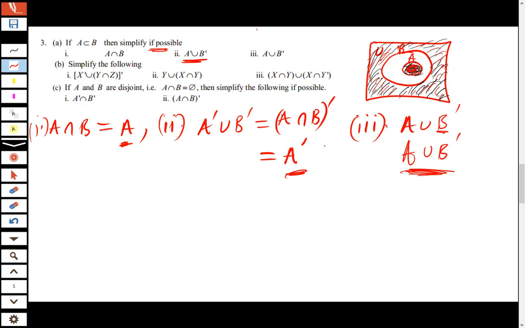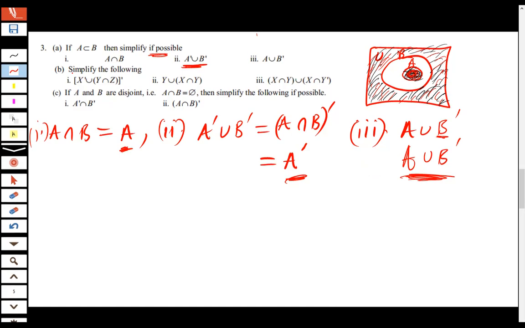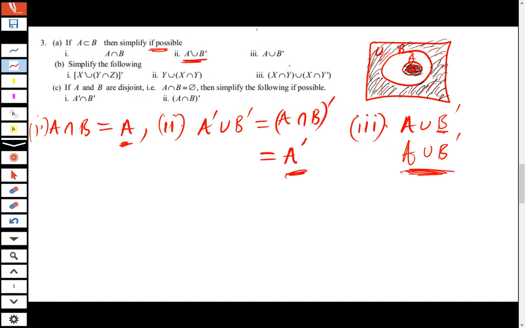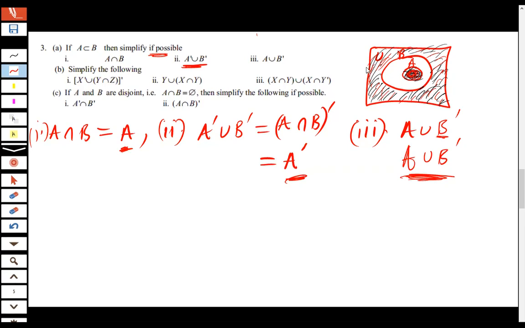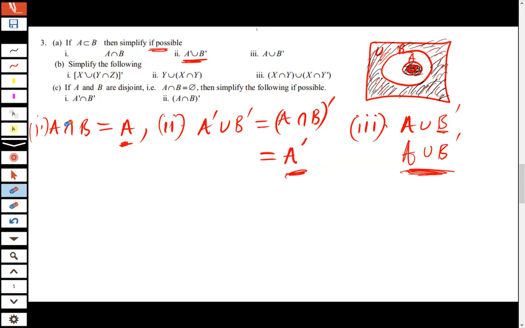All right, so let's quickly move on to the next one, which is simplify. The next question is simply just simplify the following. Let me just erase this.